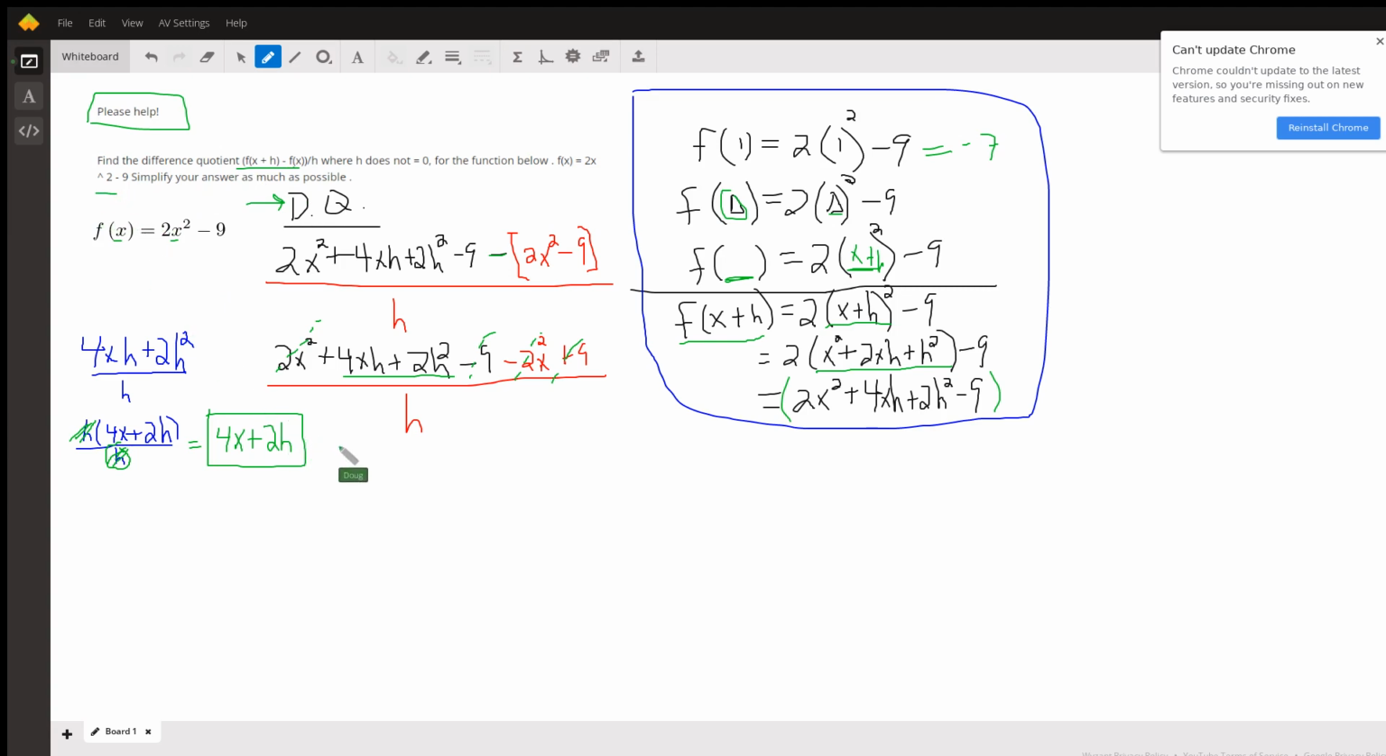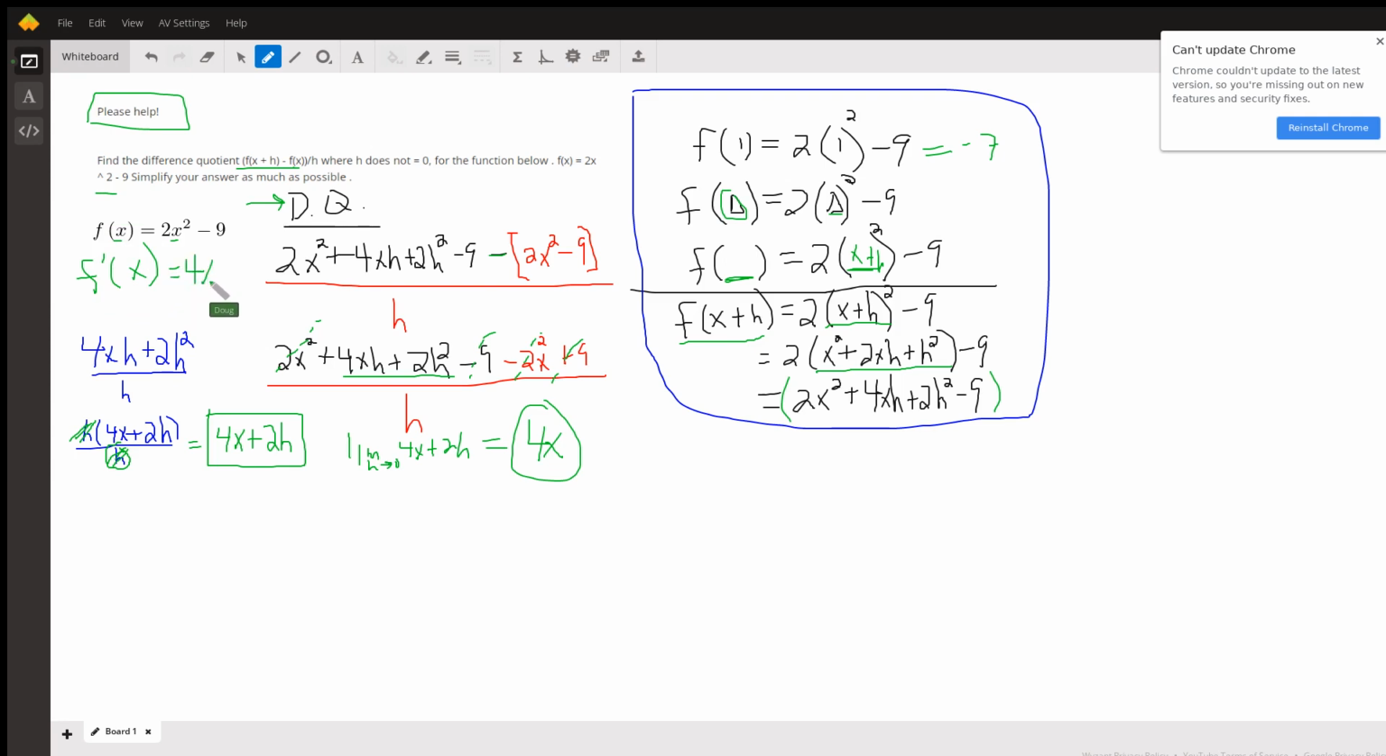Okay. Now someday, when you get to calculus, you're going to take the limit of this difference quotient as h approaches 0. And you'll be able to evaluate that by putting 0 in for h, and you'll just get 4x. And this expression is what we call the derivative of the original function. We use this symbol, f prime of x is equal to 4x.